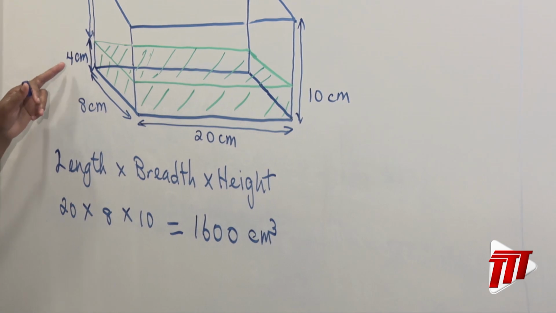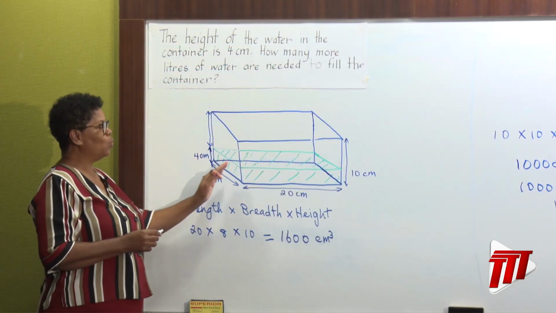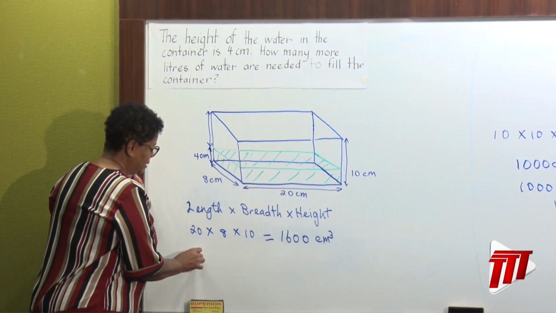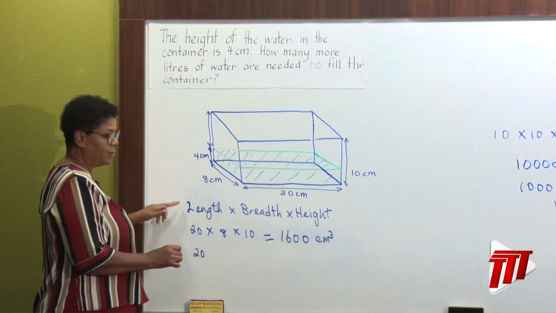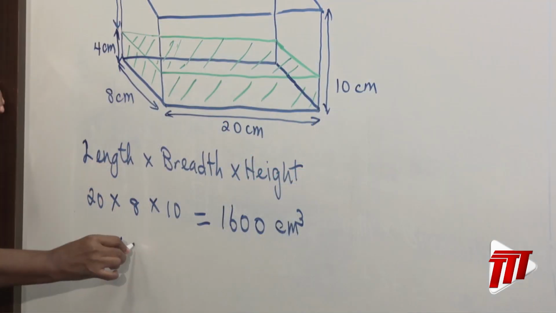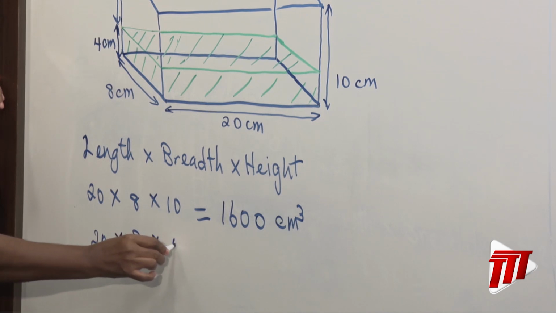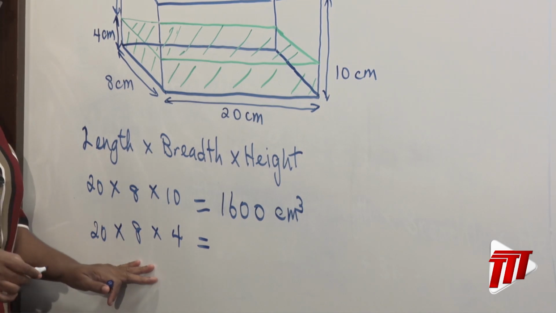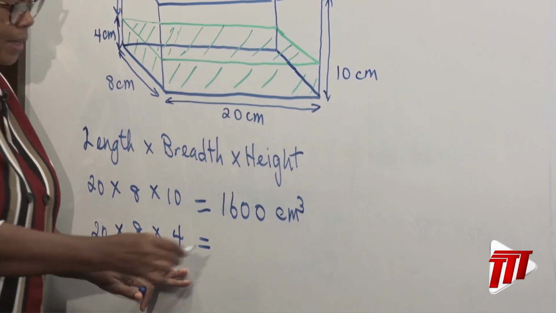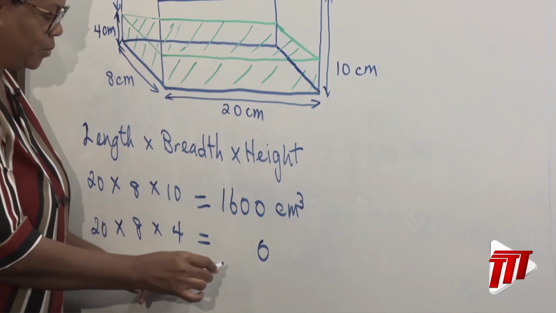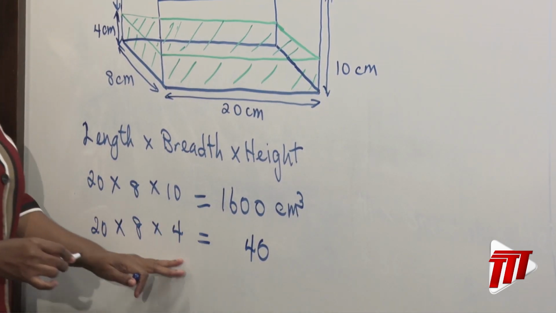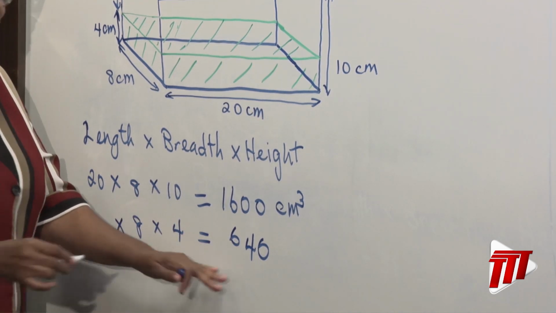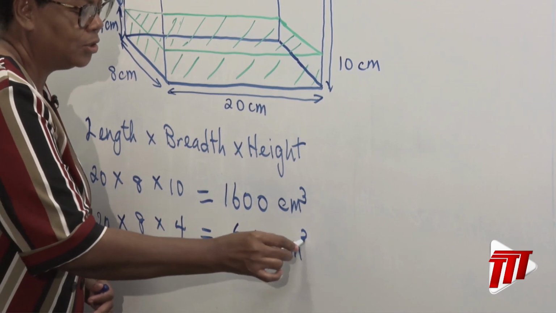Next, we are going to find what's the volume of the water that is presently in the container, which is 20, using the same formula, multiplied by 8, multiplied by 4. 20 multiplied by 8 is 160. 160 multiplied by 4 is 640 cubic centimeters.